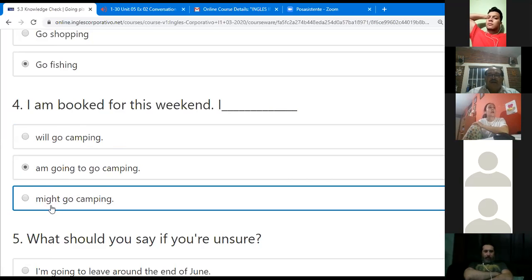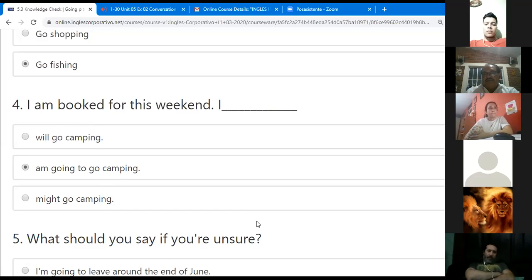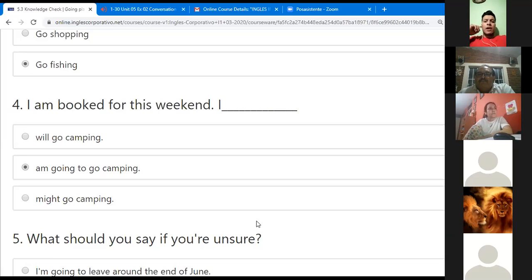What is the meaning of might? What is booked? Booked is when you have a reservation already made, a reservation in a hotel, an airplane ticket. So that is booked. Might is like podría, but it's a remote possibility. It's similar to could.